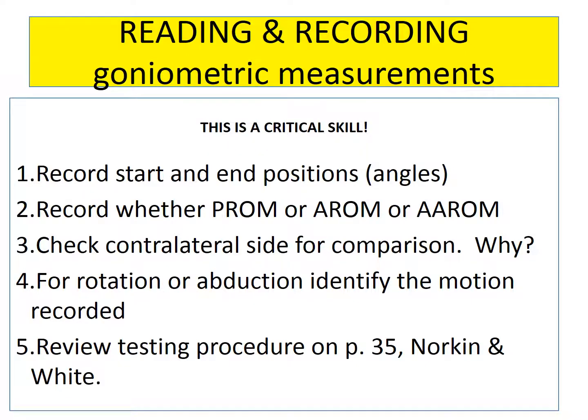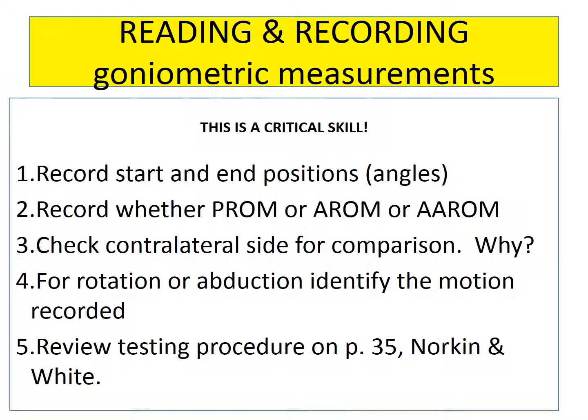So how do you read and record your goniometric measurements? You are definitely wanting to include the start and end positions, so that this is a range of motion. So you want to see something like shoulder flexion 0 to 180 degrees, not just 180 degrees. You have to have a start point and an end point. You want to document too whether it is passive or active, and rarely maybe you might see active assisted range of motion, but you want to determine which one it is.